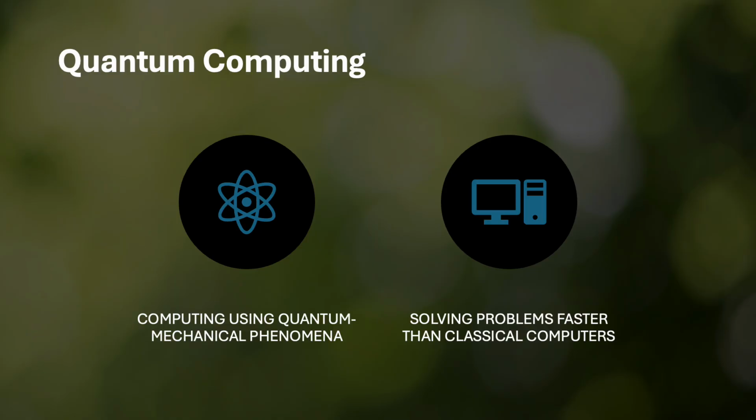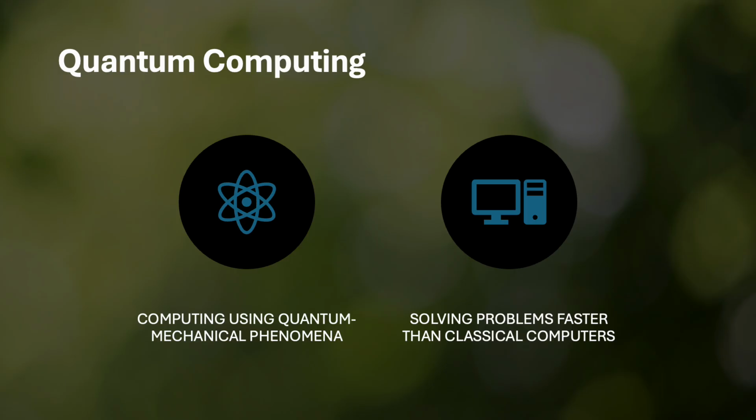Imagine if your computer could try every possible answer to a problem at the same time. Instead of checking them one by one like a regular computer does, that's essentially what quantum computing does, using weird but real properties of the quantum world.